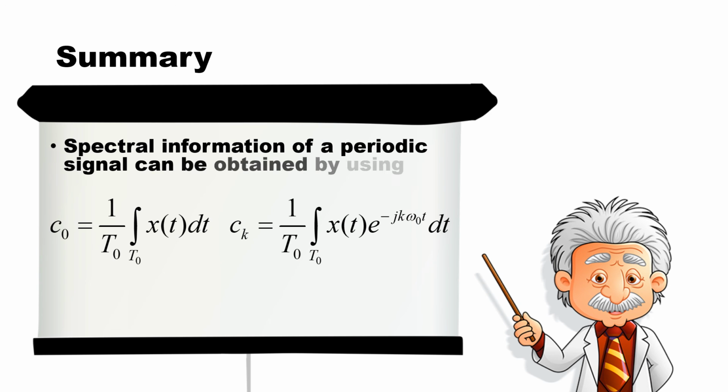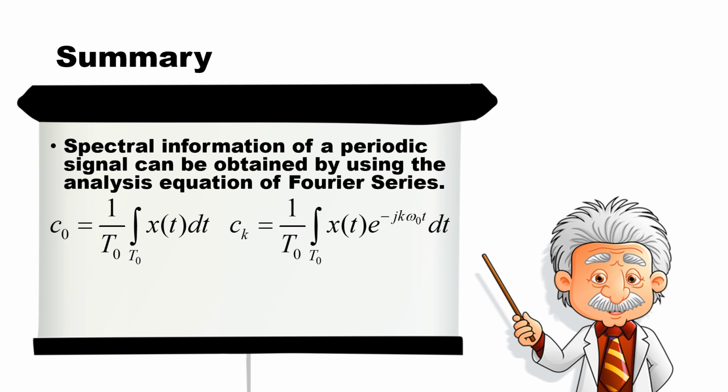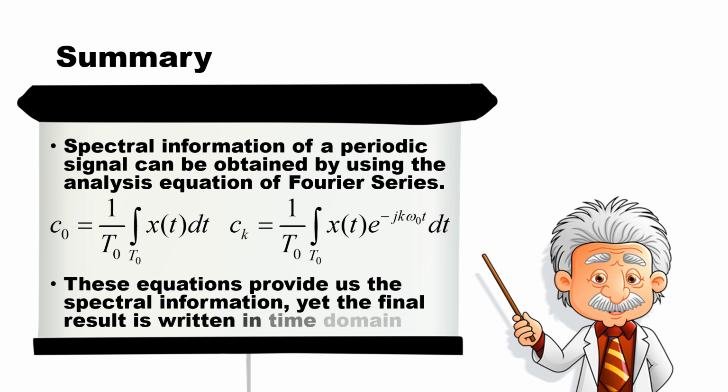Then the periodic signal. The periodic signal's spectral information can be obtained by using the analysis equation of Fourier series.